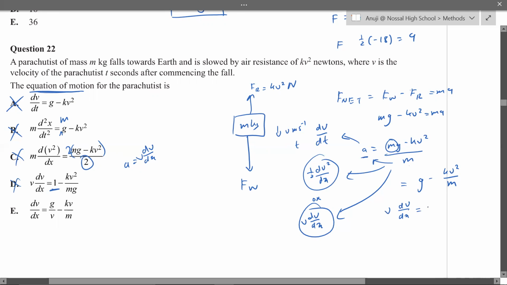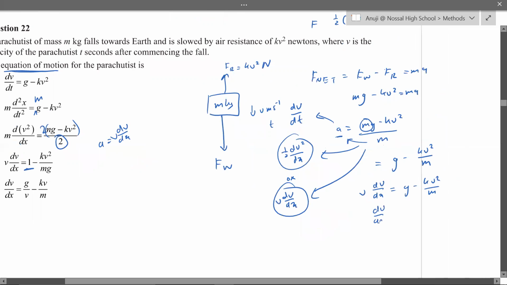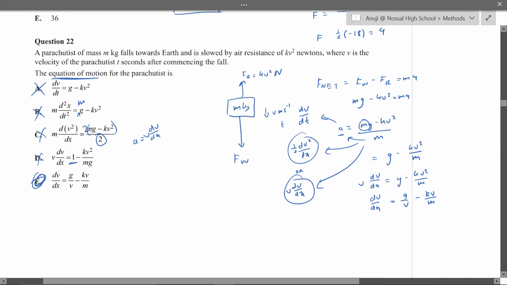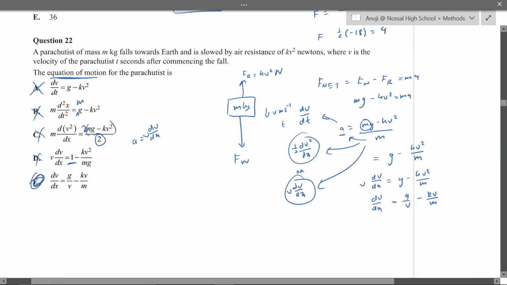So v dv/dx would be this, but they got rid of the v, so you have to divide both sides by v to check what happened, and then you get the rest of what they give you. So E is the answer. This question is kind of like going from answers to question, and then you have to go back from questions to answers. It's a bit like that.